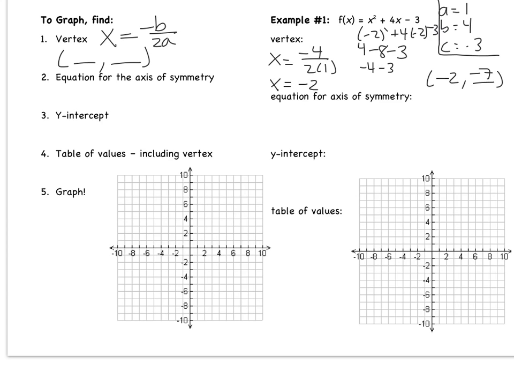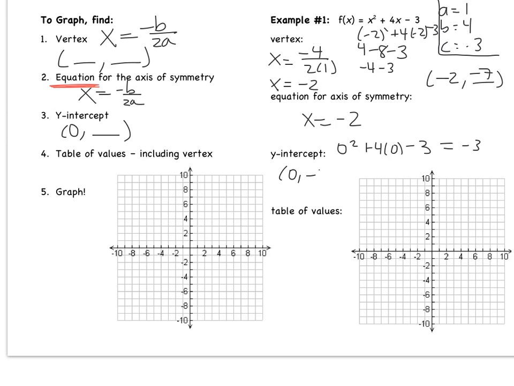Now, second part is we're going to find the equation for the axis of symmetry. That's going to be x equals negative b over 2a again. But what you're going to notice is this is an equation this time. It's not a point. So we already did our negative b over 2a and we got negative 2. So our axis of symmetry is x equals negative 2. Now the y-intercept is where x is 0. So that just means substitute in a 0 for x. So looking at our equation, we get 0 squared plus 4 times 0 minus 3, which is just negative 3. So our y-intercept is 0, comma, negative 3.